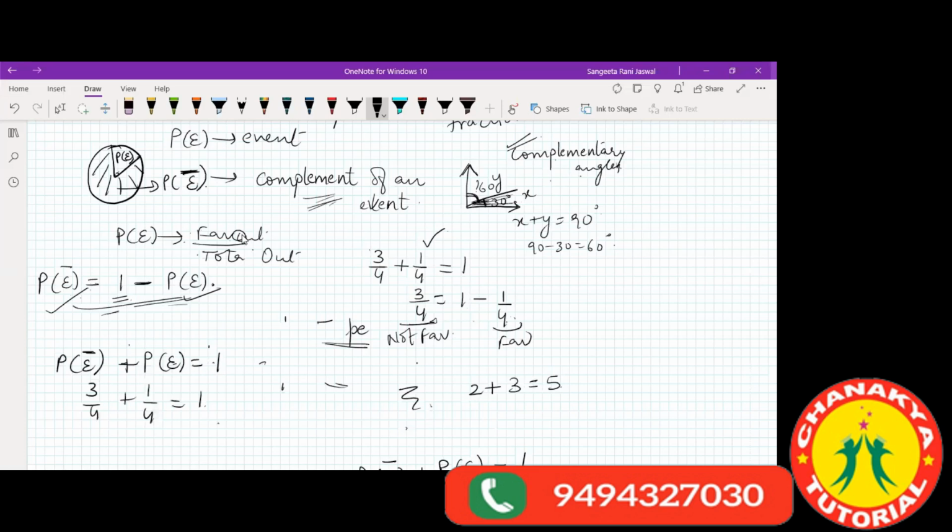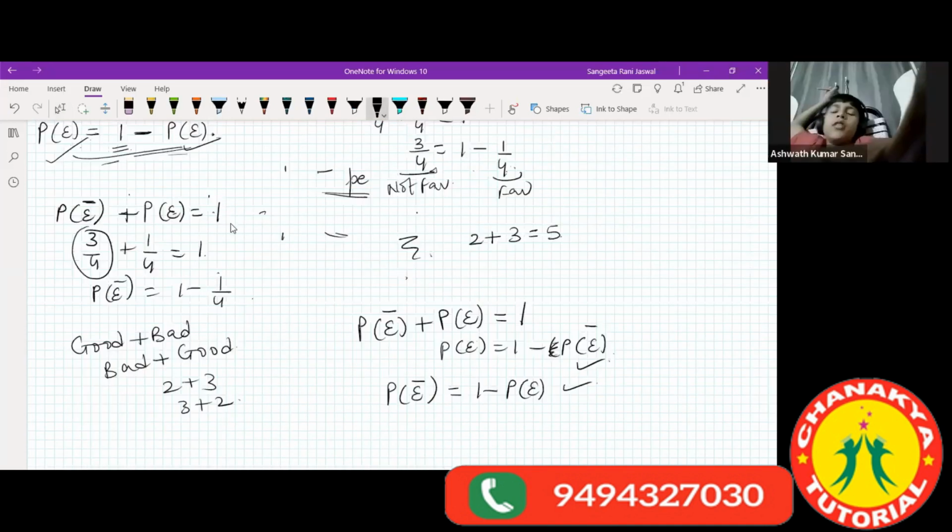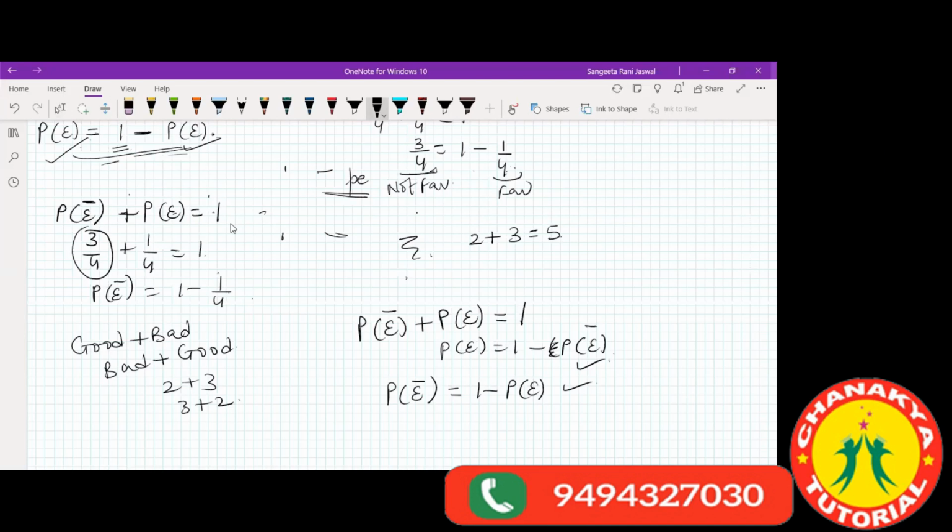So if I want the probability of not an event, this will be 1 minus 1 by 4, no? Are you understanding? And suppose I want the probability of an event and I am given this part in the question. So what will it be? Probability of not an event. You will subtract this from the total.